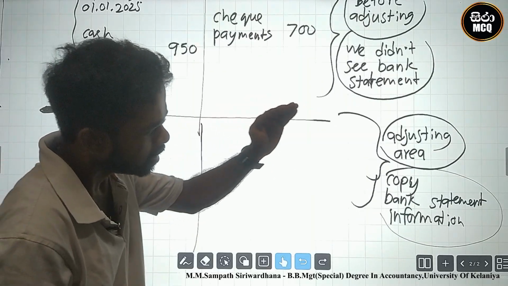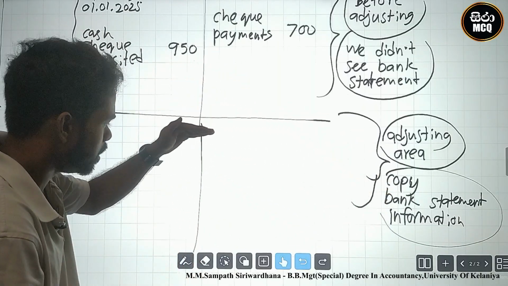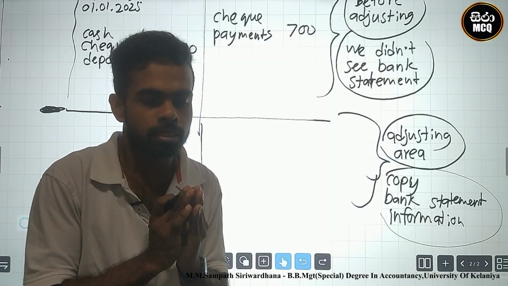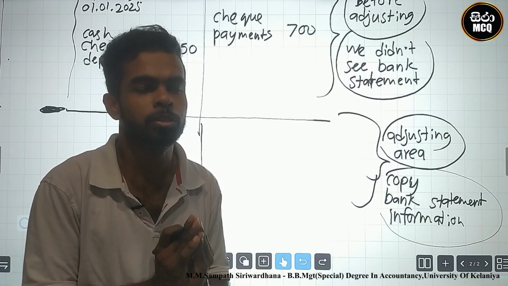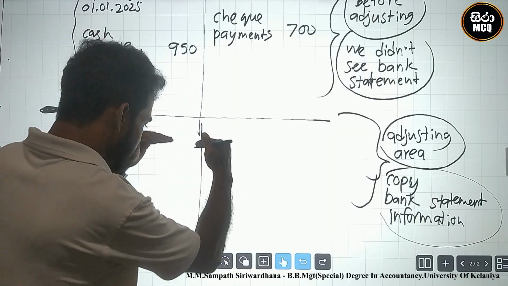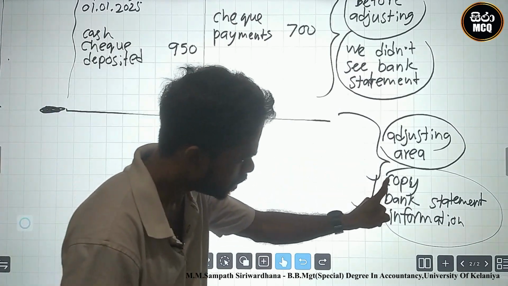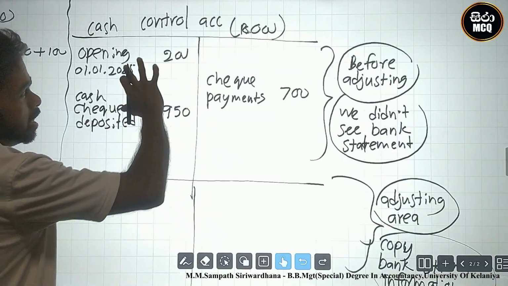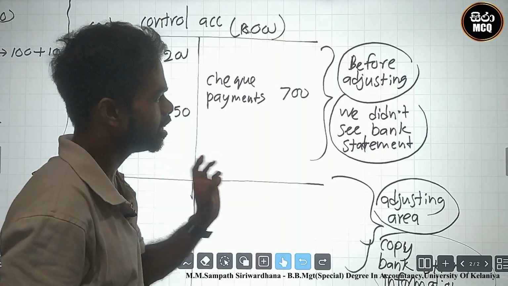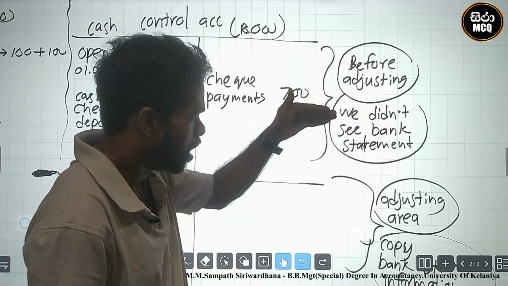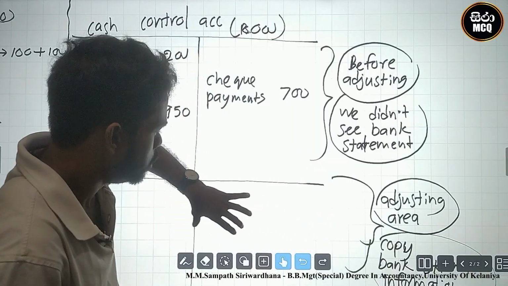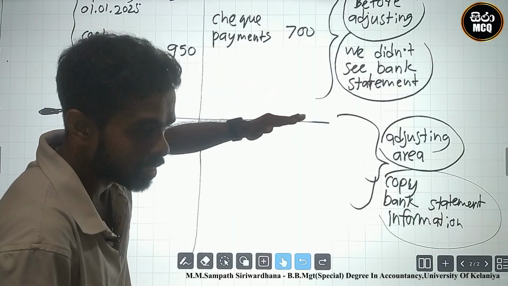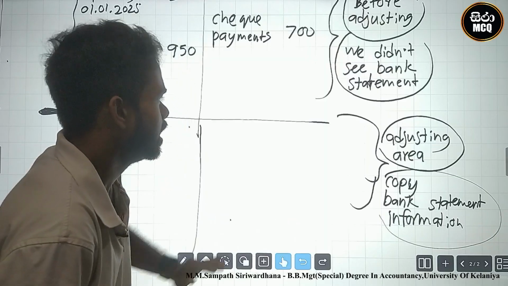Okay. After receiving a bank statement, you must prepare this area. Look here again. After receiving the bank statement, you should prepare the adjusting area. Why? You can copy bank statement information. But this area is non-adjusting area. Non-adjusting area, we didn't see the bank statement. After seeing the bank statement, you can prepare adjusting area.